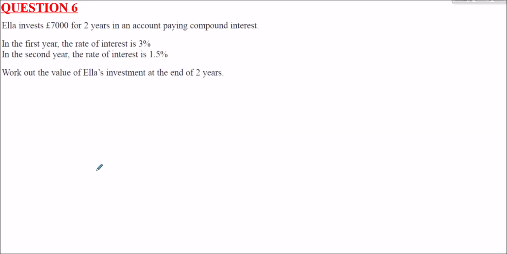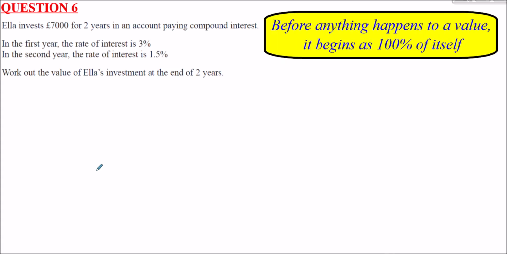Question 6. Ella is going to invest £7,000 for 2 years in an account paying compound interest. So in the first year, the rate of interest is 3%, and the second it goes down to 1.5%. Work out the value of Ella's investment at the end of the 2 years. The key piece of information I'd always give students to start with is that before anything happens to a value, we always start off with 100% of its original self.